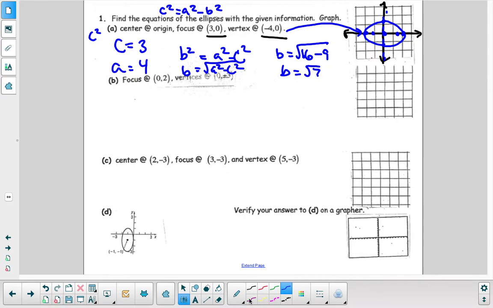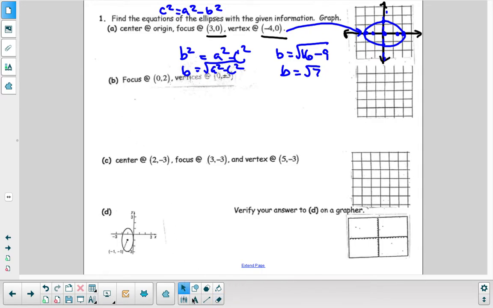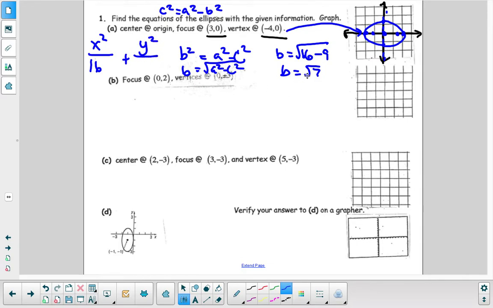But it also wants the equation. I'm going to erase some stuff to squeeze it in, but we should be good. So the form is x minus h squared. X minus h squared. So x minus 0 squared is just x squared over 4 squared, or 16, plus y minus 0 squared over the square root of 7 squared is equal to 1. So that is our equation.